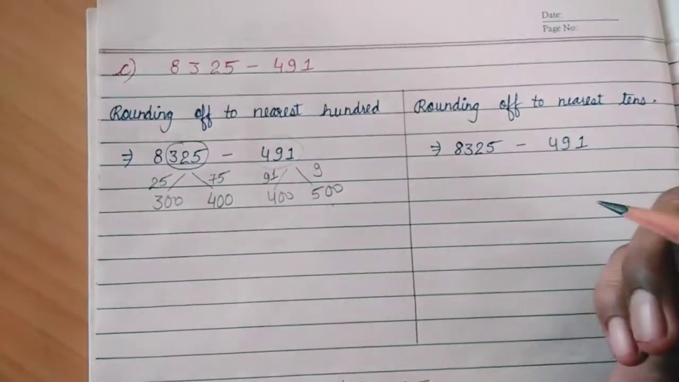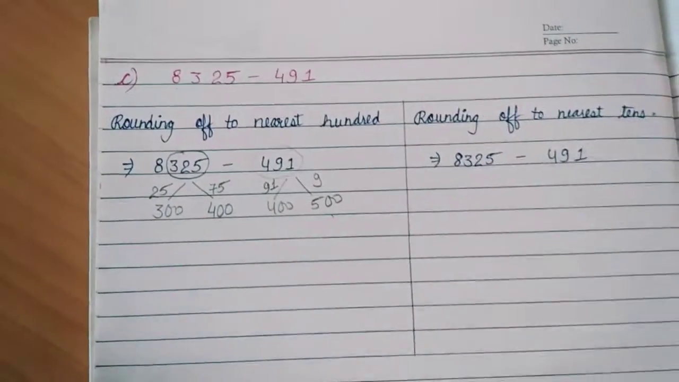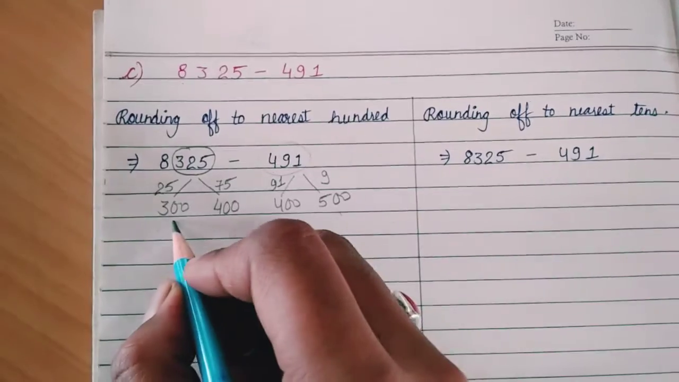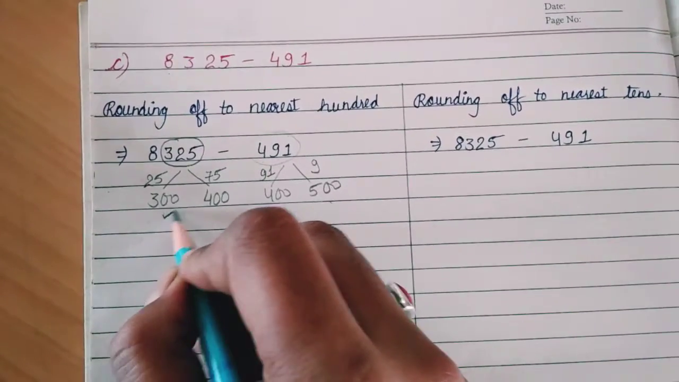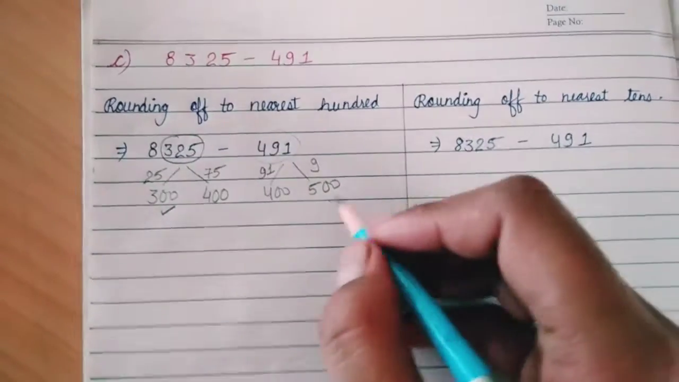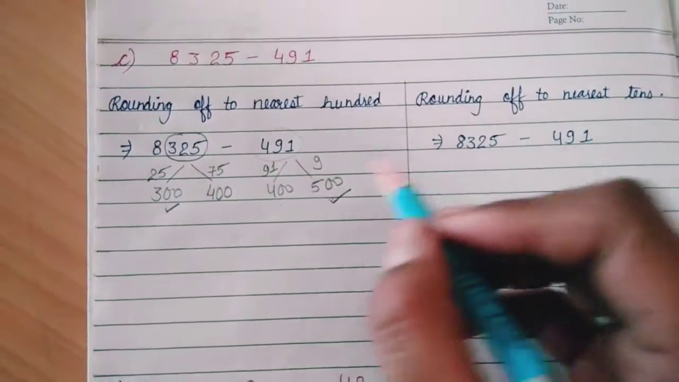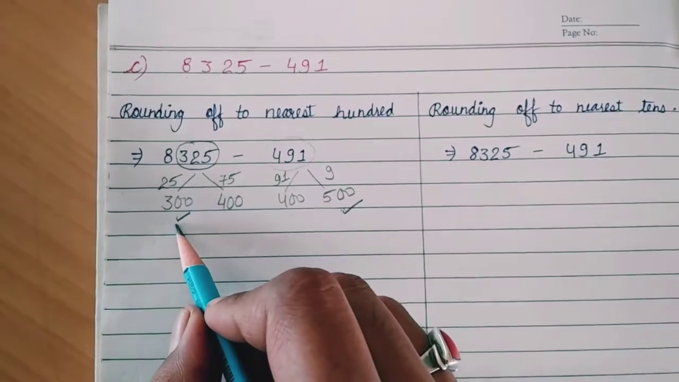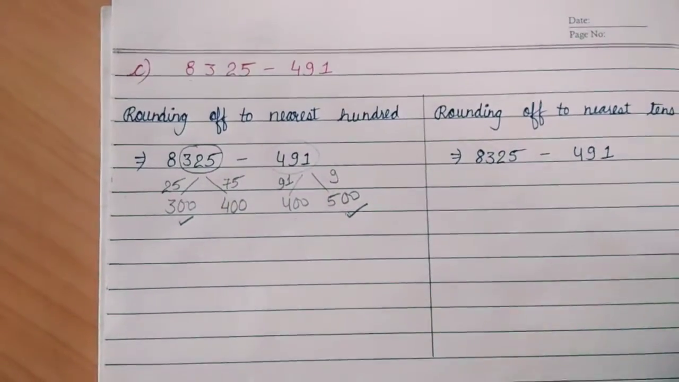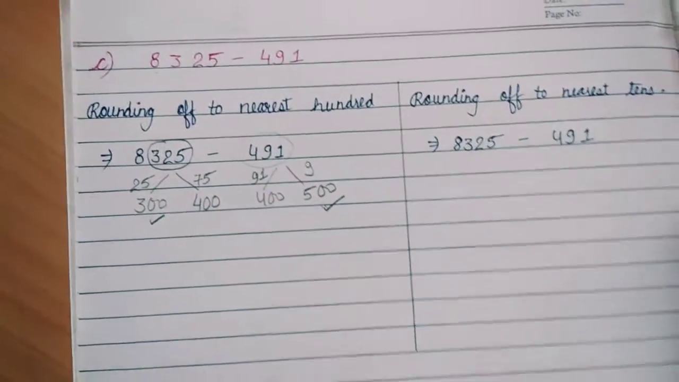as compared to only 9 steps to reach 491 from 500. So where did we get fewer steps? In the first one we got fewer steps from 300, and in the second one we got fewer steps from 500. So we will choose 300 for the first one and 500 for the second one.